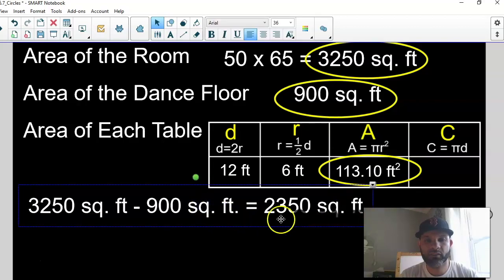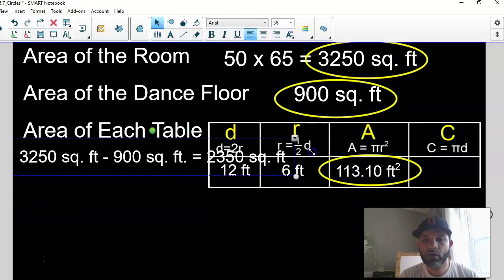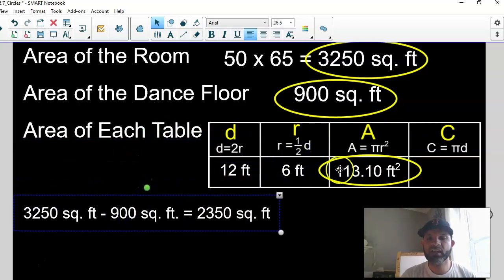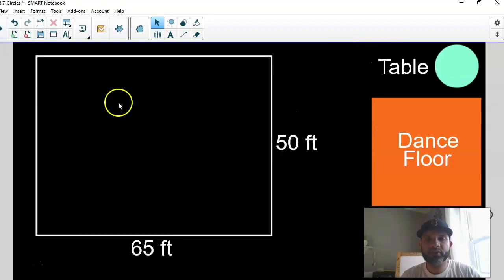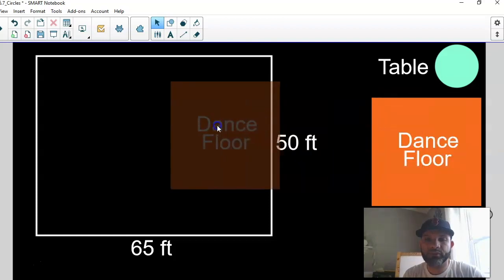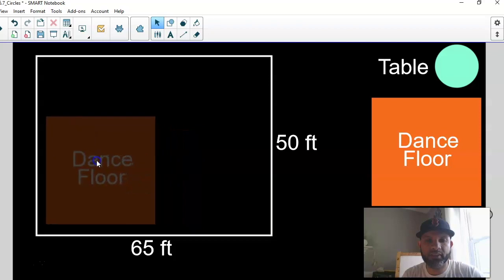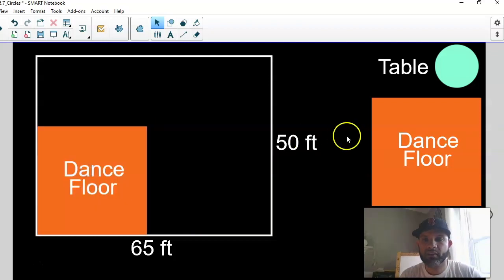Let me shrink this down a little bit. All right, now, does that mean we could fit one table, two tables? What do you think? Each table is this amount, right? To give you an idea of what that may look like, here's a picture of the whole entire room. And the dance floor takes up a certain amount of space, it doesn't really matter where we put this, but that's 900 square feet, okay?